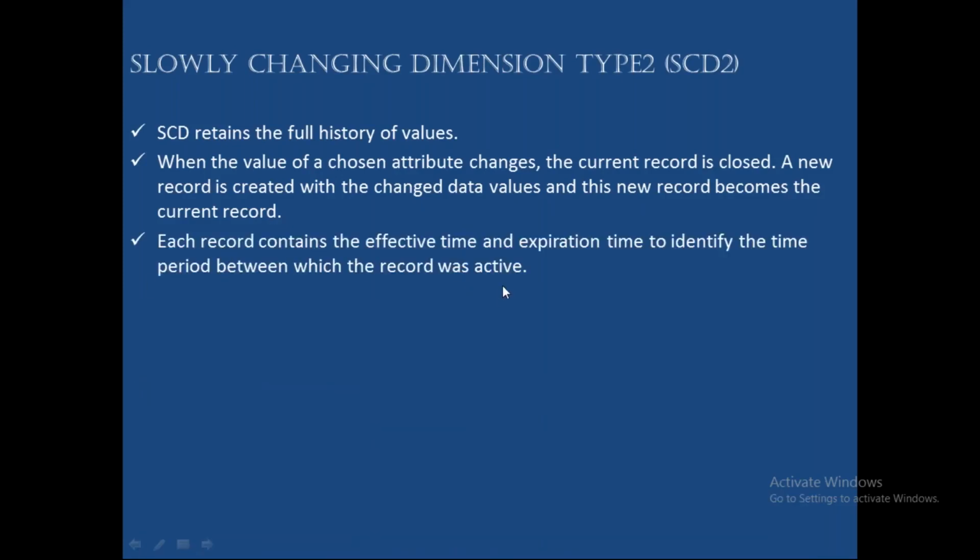Each record contains the effective time and expiry time to identify the time period between which the record was active. Let's say 1 Rama, Hyderabad, he was there from 2016 to 2020. Now suddenly in December 2020 he moved from Hyderabad to Bangalore. Now in SCD2 you are going to give the history. So one record you will have something like this: 1 Rama Hyderabad, start time January 2016, end time December 2020. And the next record you insert is 1 Rama Bangalore, started living from December 2020, and the end date you don't have anything, you just keep it as null. Okay, we'll see an example.